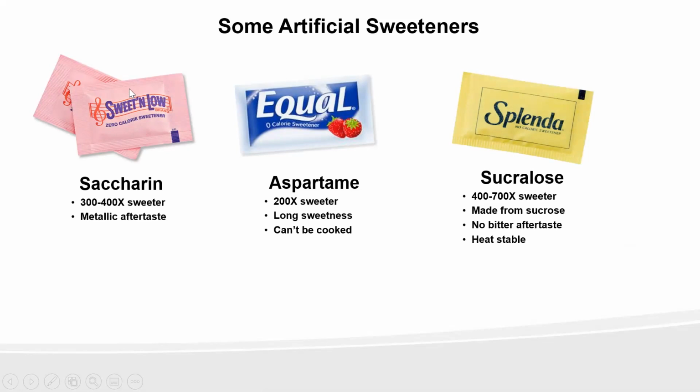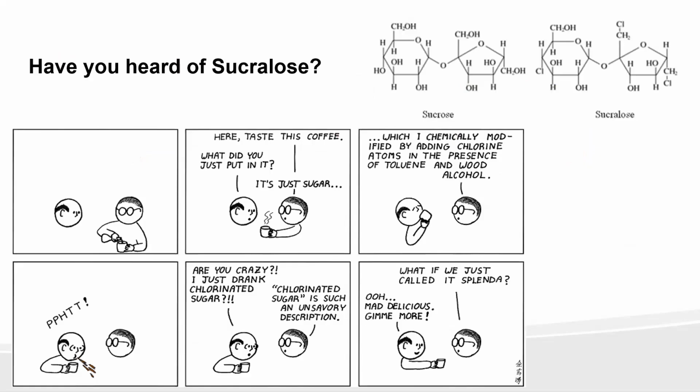Sucralose is a slightly newer one, also known as Splenda. It's one of the brand names of it. And this is made from sucrose, and notice it has no aftertaste and it's heat stable. So this one tends to be quite popular in certain products that you find out there because of that. The heat stability means it can manage being cooked. Here's a little cartoon about sucralose.